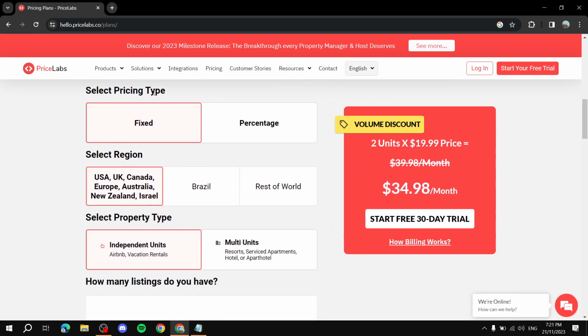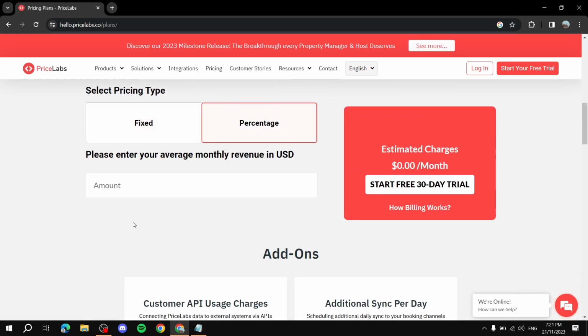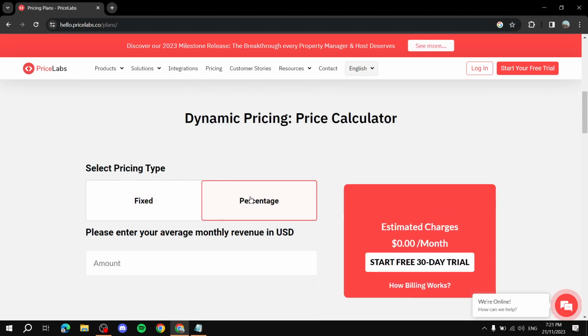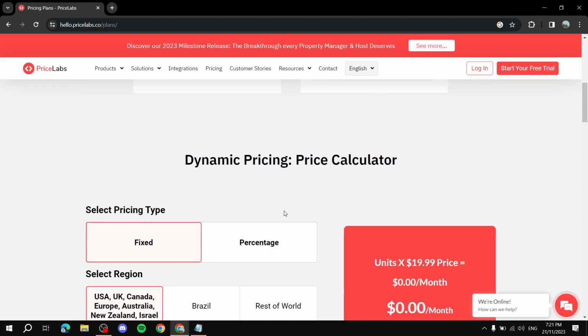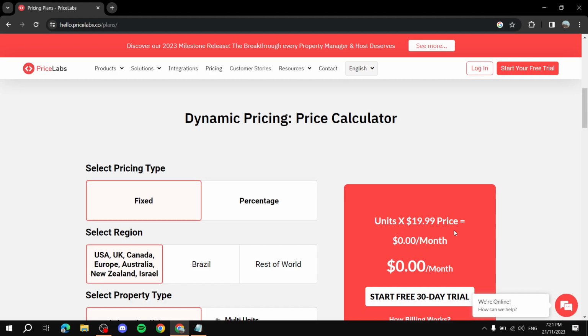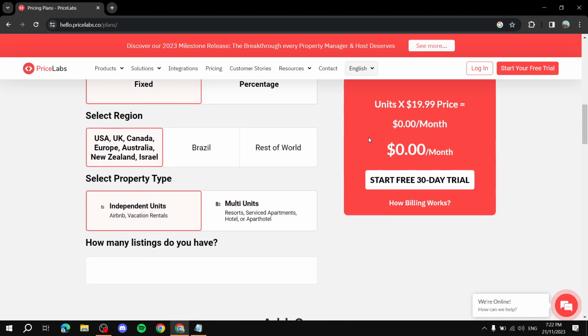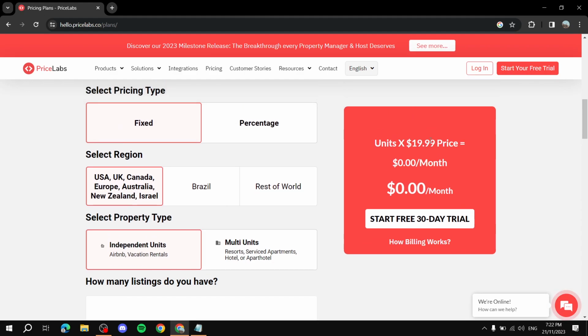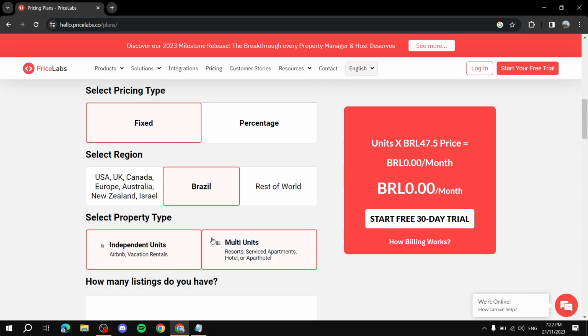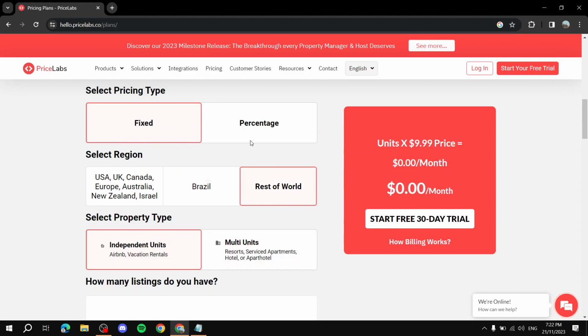So you can select the pricing type if you want it to be a percentage. You could do that, but if you want a fixed price, like the $19.99, it's going to differ for a few factors. For example, the region: if it's one of these countries like US, UK, and these countries, you can select it and it will be $19.99. And then if it's Brazil, it's going to be this amount. And if it's the rest of the world, it's going to be $10 pretty much.